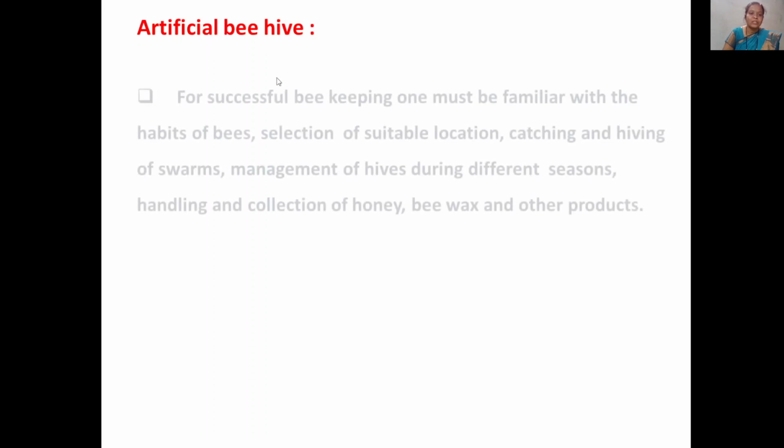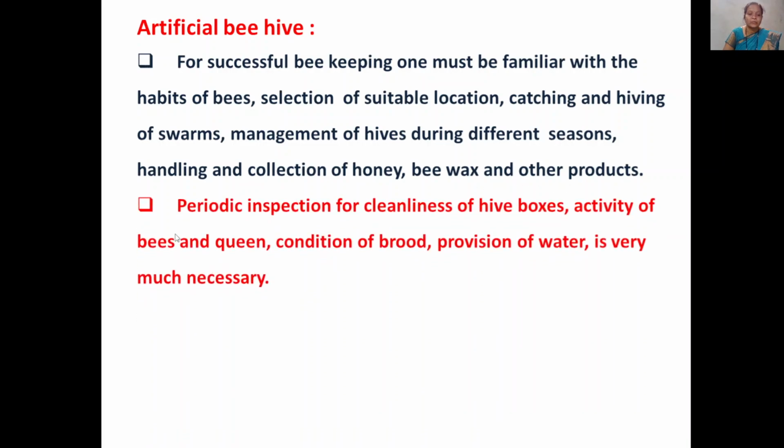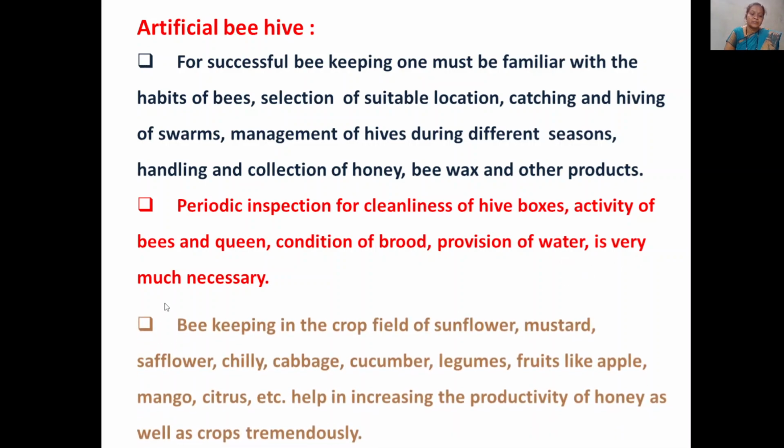Artificial beehive. For successful beekeeping, one must be familiar with the habits of bees, selection of suitable location, catching and hiving of swarms, management of hives during different seasons, handling and collection of honey, bee wax, and other products. Periodic inspection for cleanliness of hive boxes, activity of bees and queen, condition of brood, provision of water is very much necessary.